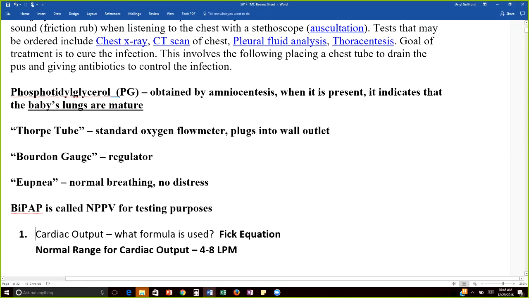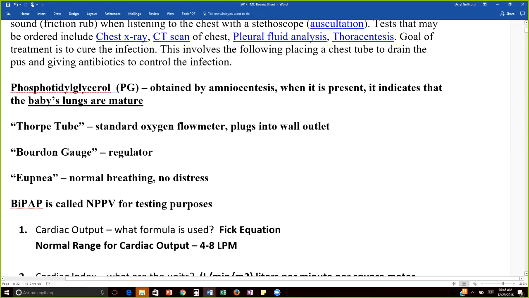BiPAP is actually a trademark term registered to a particular company called Respironics Company.